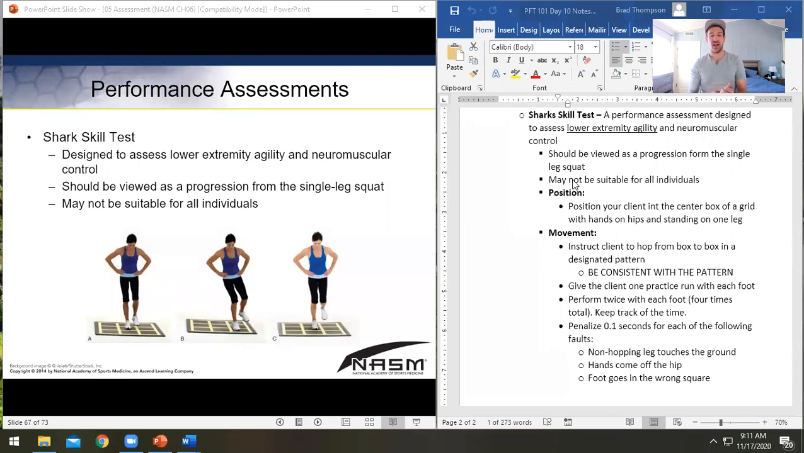So anyway, that's a pretty good assessment to tell how agile your client is, right? And again, these are just versions of them versus future them.